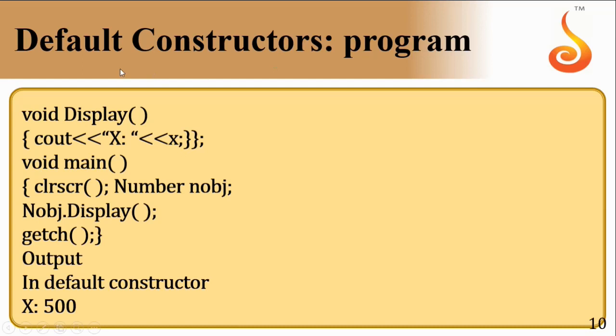Void is nothing but the function does not return any value. Display is the name of the function, that is the member function, because it is declared in the class, and there are open and close brackets. I don't see any arguments. So it is a function without return, without arguments. In that, I am printing x.